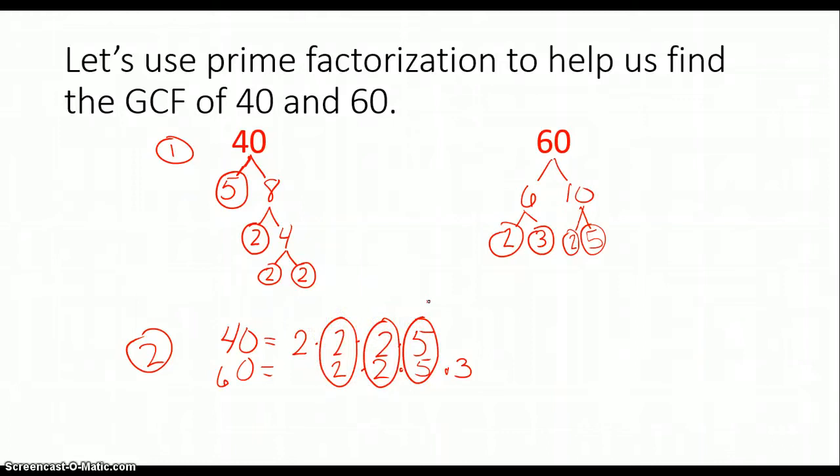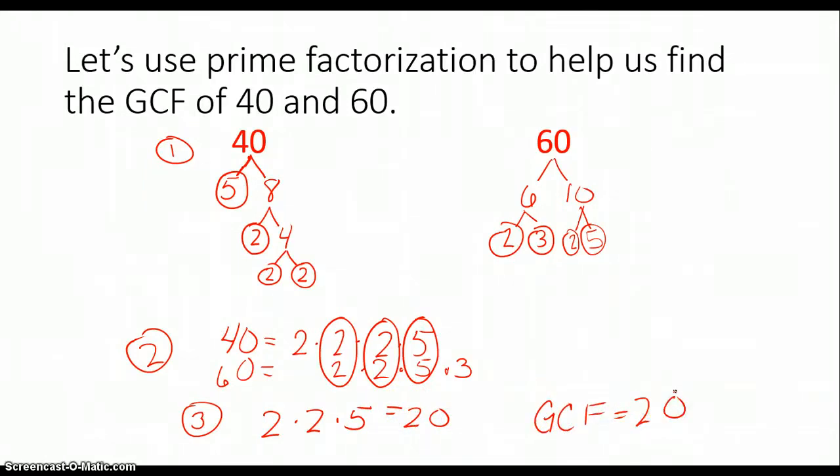So 40 and 60 have two 2's and a 5 in common. So now, step 3, to find my GCF, I multiply the factors they have in common. 2 times 2 is 4, and 4 times 5 is 20. So my GCF equals 20.